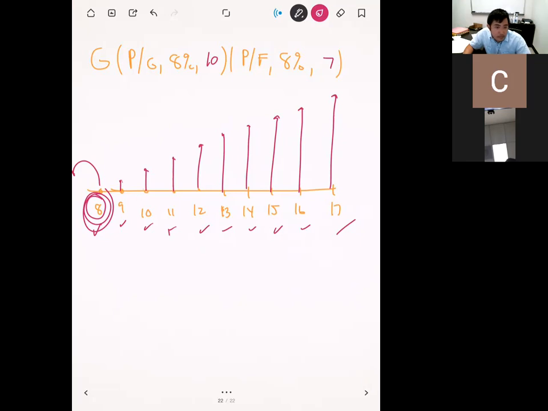So that would be the full equation, or is there another? Oh, wait, there's another uniform series, which is the tuition. That's the tuition cost at the very end. So it'd be minus A of P over A of 8% for 4 years, and then convert that with P over F of 8% for 17 years. Yep, perfect. Oh, got it.